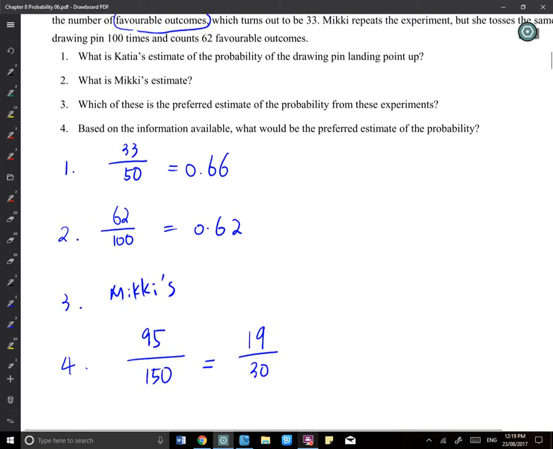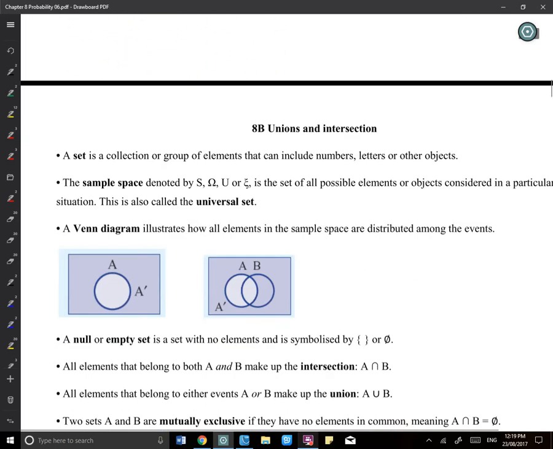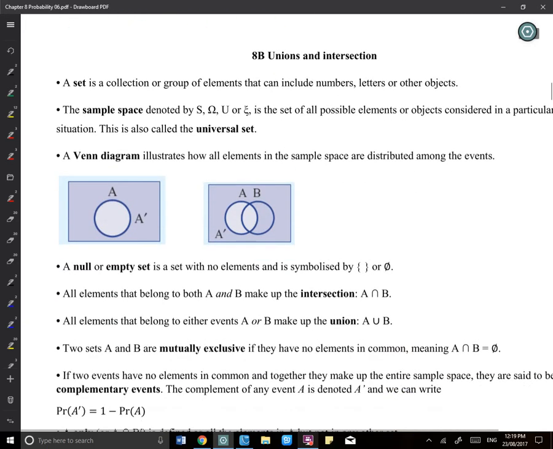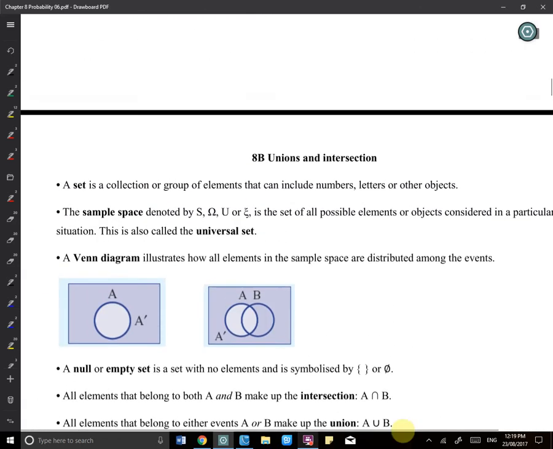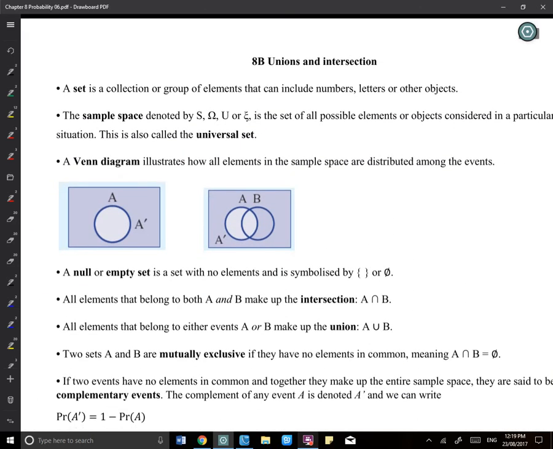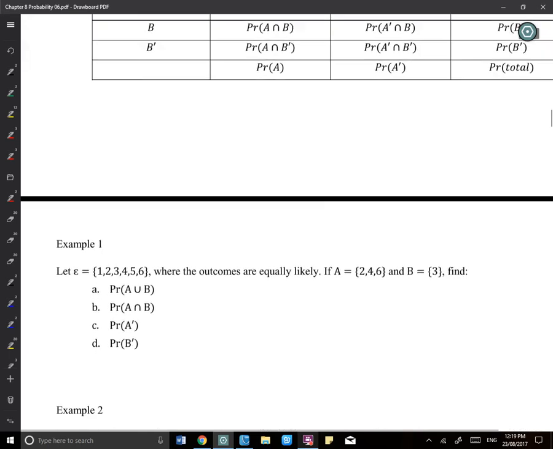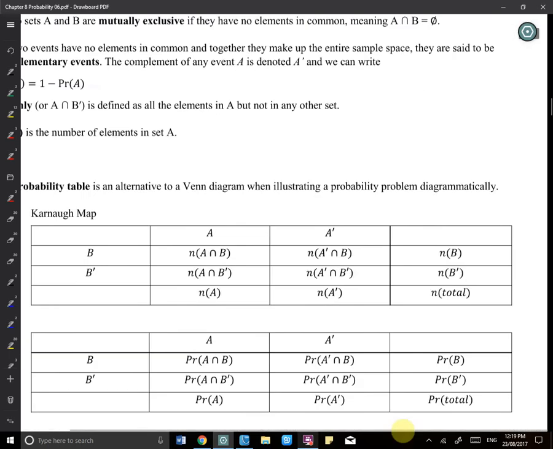So that's about experimental probability. This whole question is about experimental probability. All right, that's the revision part. Let's have a think about the next exercise. It's called the union and intersections.